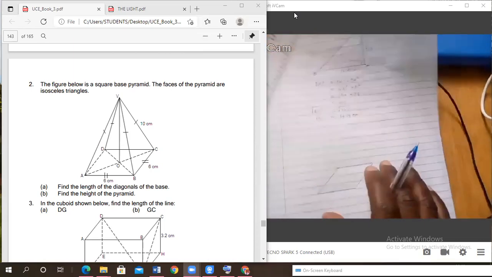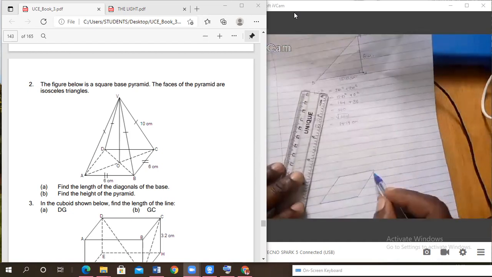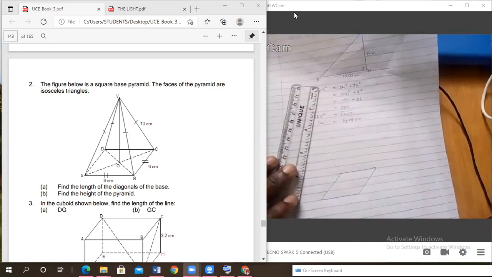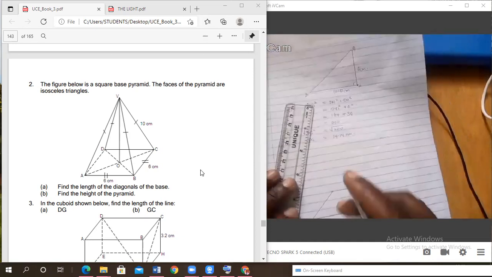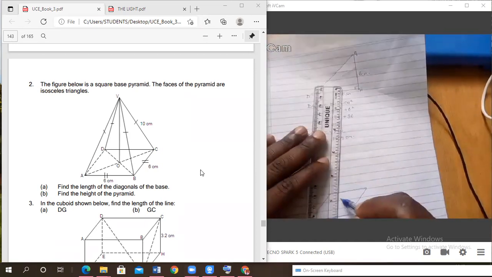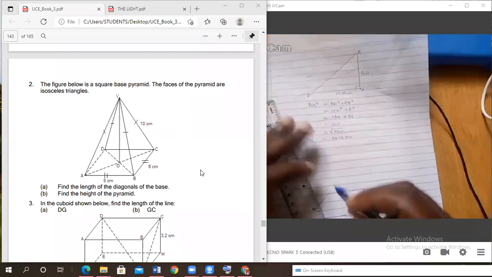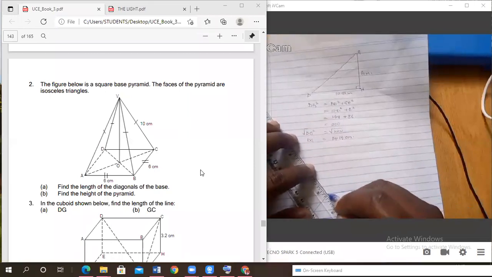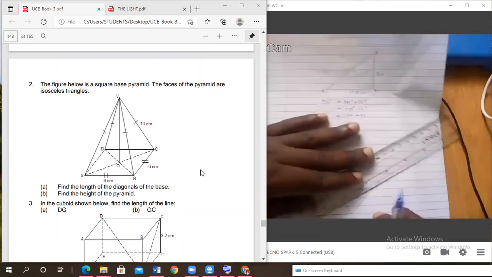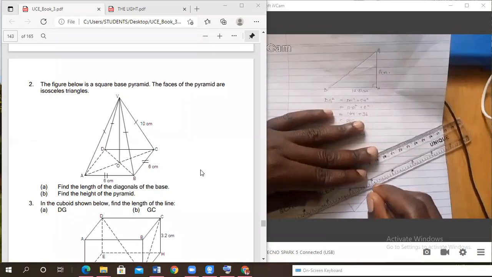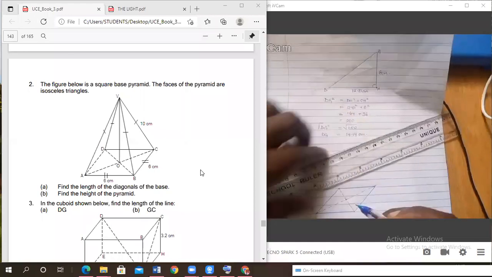Okay, that is the base. Now the next thing is for me to draw the height. So I'm going to first do the diagonals. That's the next thing. I do the diagonals so that I know where the center is. So this is where the center is.